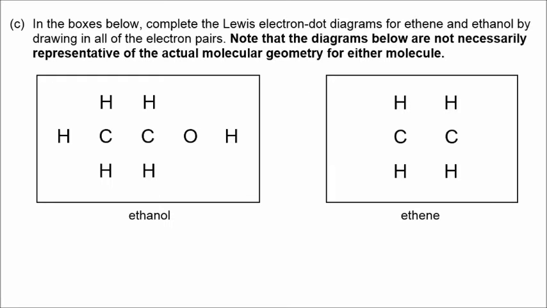In part C, we're given the diagrams. We have to fill in the electron pairs. For ethanol, that's going to be all single bonds, and don't forget the lone pairs on the oxygen. And for ethene, when you do the bonds, you're going to run out of electrons unless you make a double bond between the carbons. So those two diagrams now have the complete Lewis electron dot diagrams filled in. All the lone pairs, bonding and non-bonding, are there.